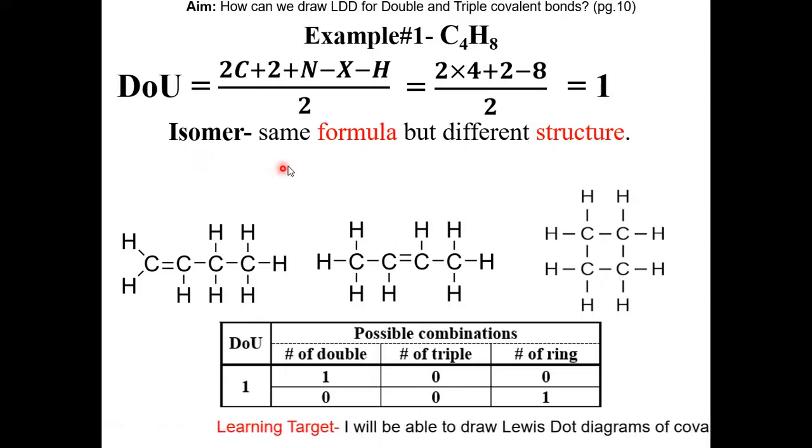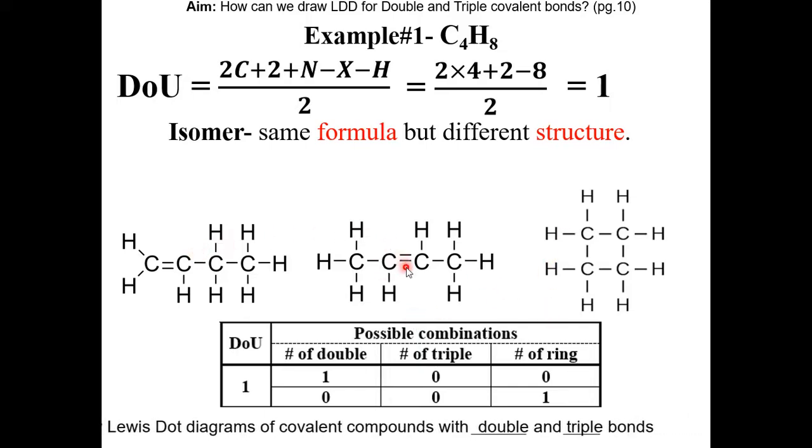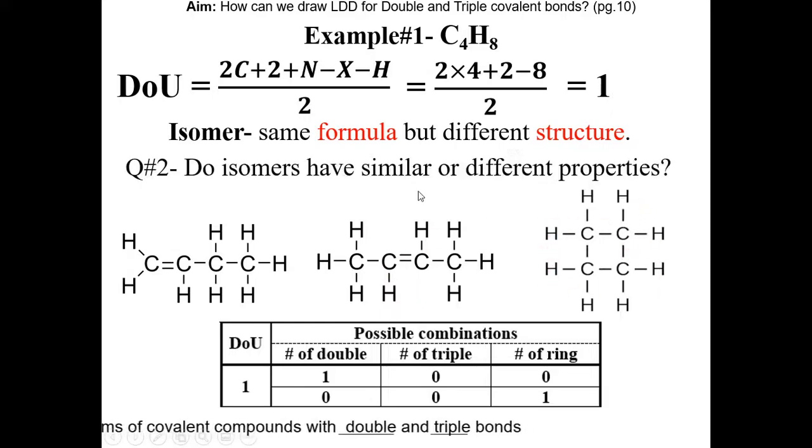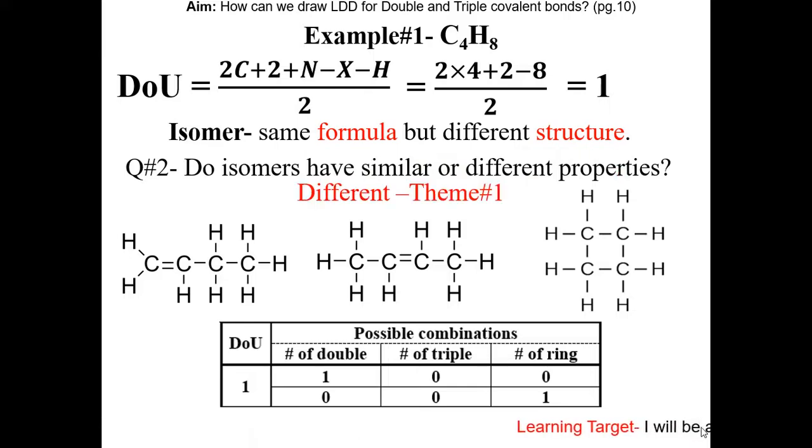Basically, an isomer has the same formula but different structure. All three of these have C4H8 as the chemical formula, but they're all drawn differently. They have different structure. These two have double bonds, but in different places. This one has a ring. Do isomers have similar or different properties? They have different properties. Why? Because of theme number 1. Structure influences property. Since they have different structure, they must have different properties.